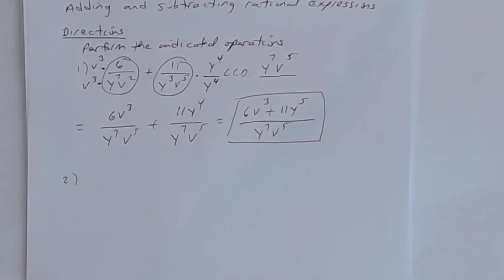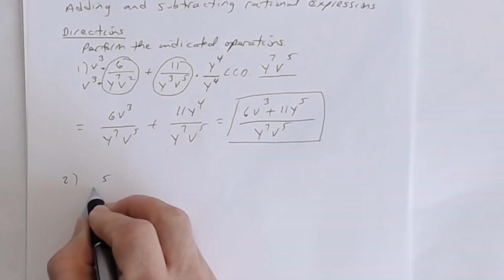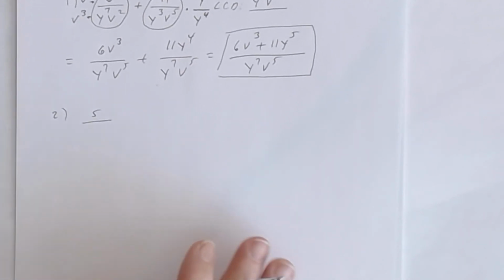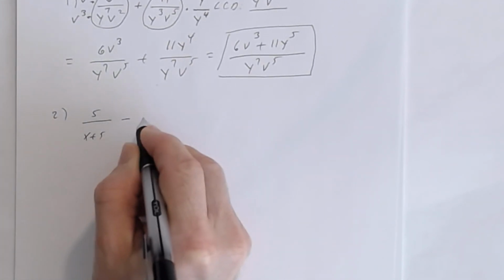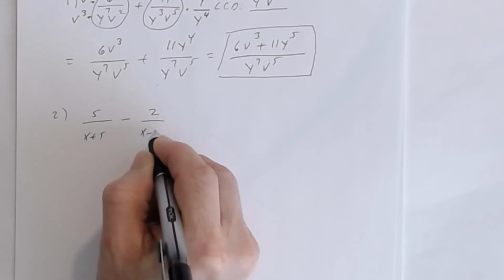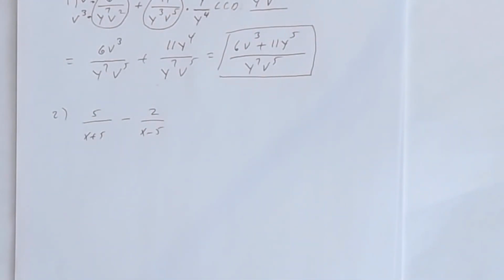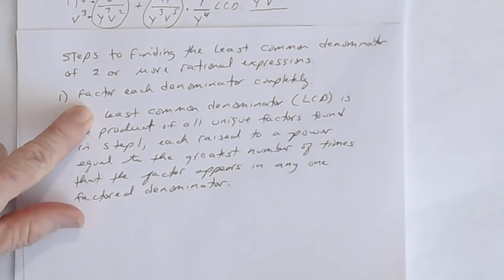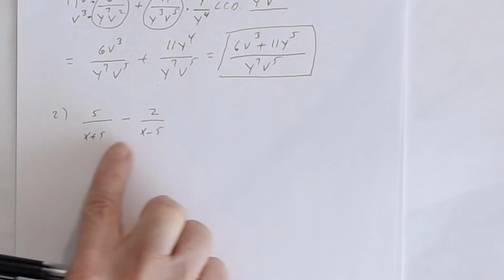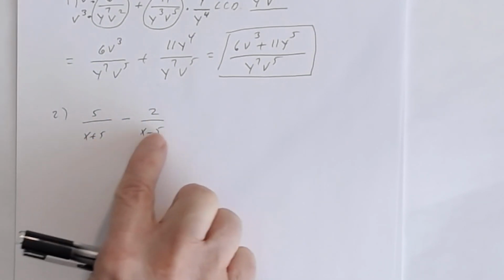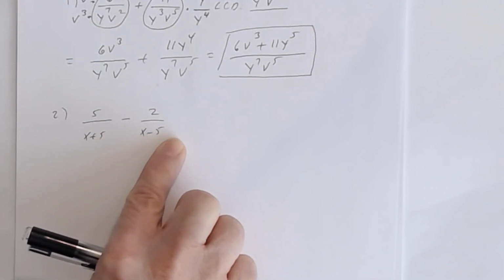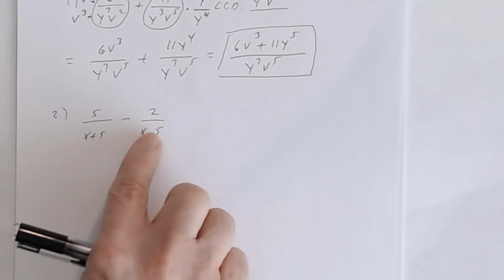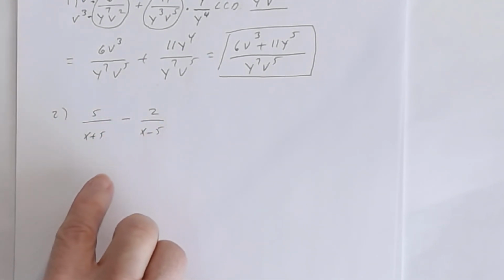In number 2, we have 5 divided by x plus 5, minus 2 divided by x minus 5. If we go through the same process, the first thing we have to do is find the least common denominator. To find it, we have to factor each denominator completely. Notice that I cannot do anything further with these two denominators. They cannot be factored any further. The GCF in both cases is 1, and there's nothing else you can do.